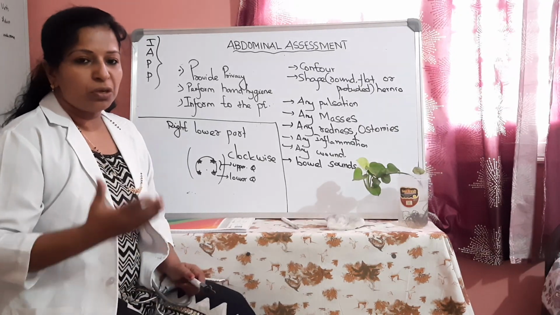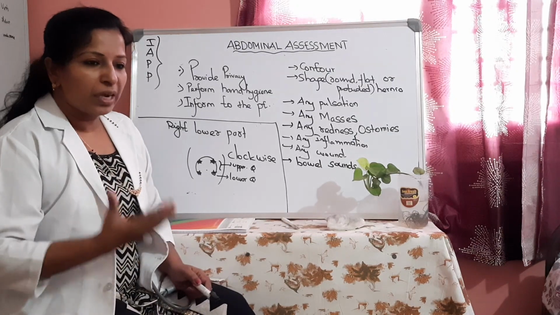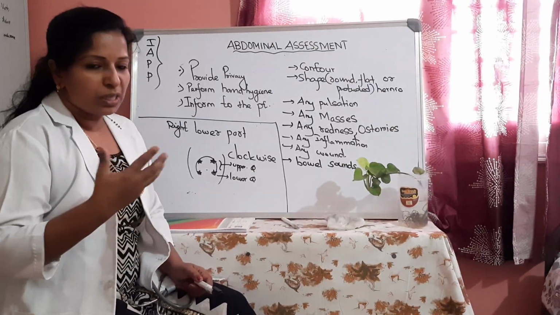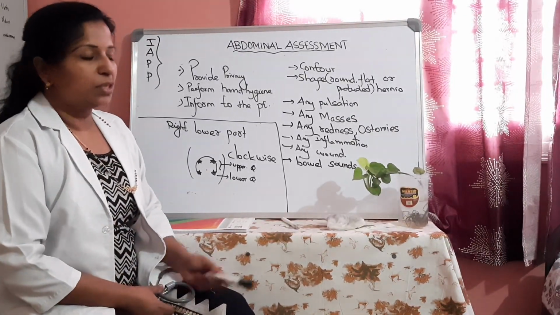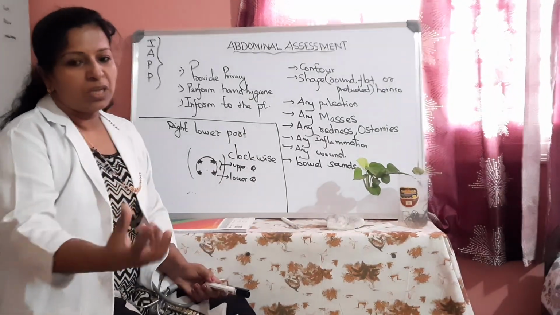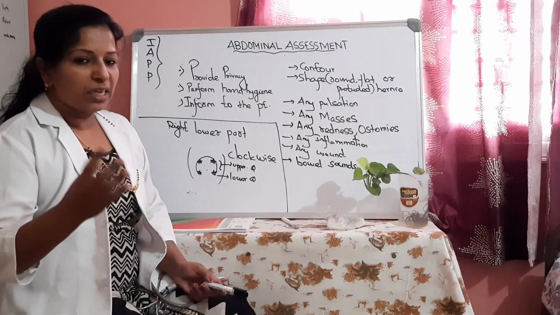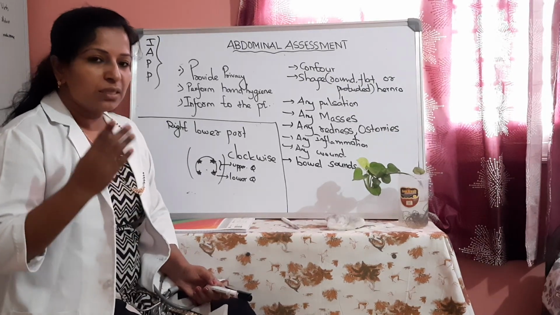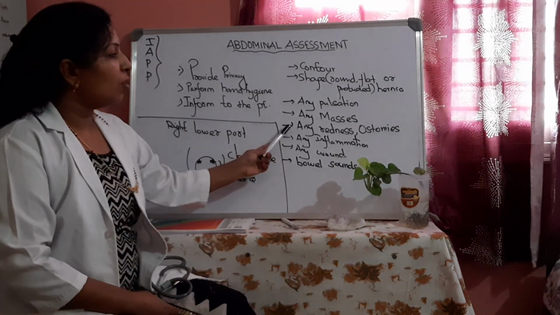Any pulsation, for example in case of an artery in a person with portal hypertension or any arterial problems, you can get abnormal pulsation. So any visible pulsation you have to see. Any visible masses, any areas which are elevated, any solid masses or color changes. If the patient is telling you there is tenderness, you can see any masses which are located, or any redness.